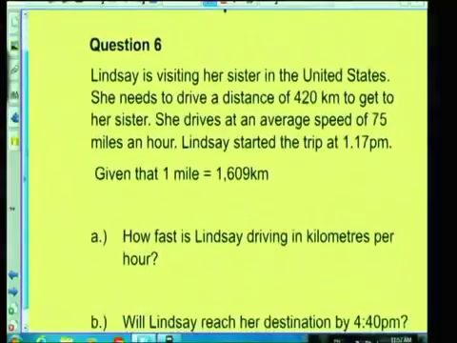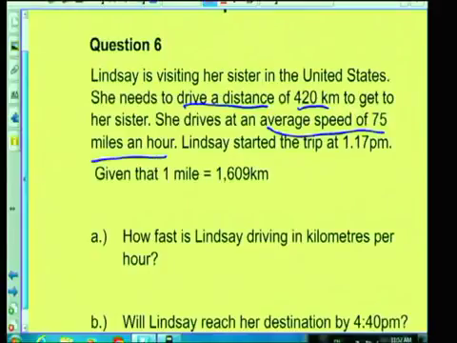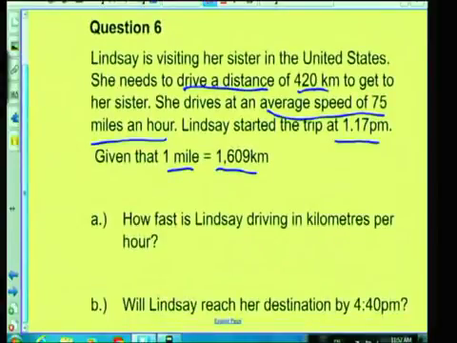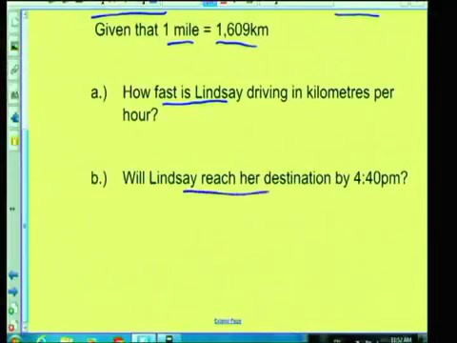It tells us that Lindsay is visiting her sister in the United States, and she needs to drive a distance of 420 kilometers to get to her sister. She drives at an average speed of 75 miles an hour. So that's different. Lindsay started the trip at 1:17 p.m. So that's just after lunchtime. We are given that 1 mile is 1,609 kilometers. First thing is, how fast is Lindsay driving in kilometers per hour? And the last question is, will Lindsay reach her destination by 4:40 p.m.?